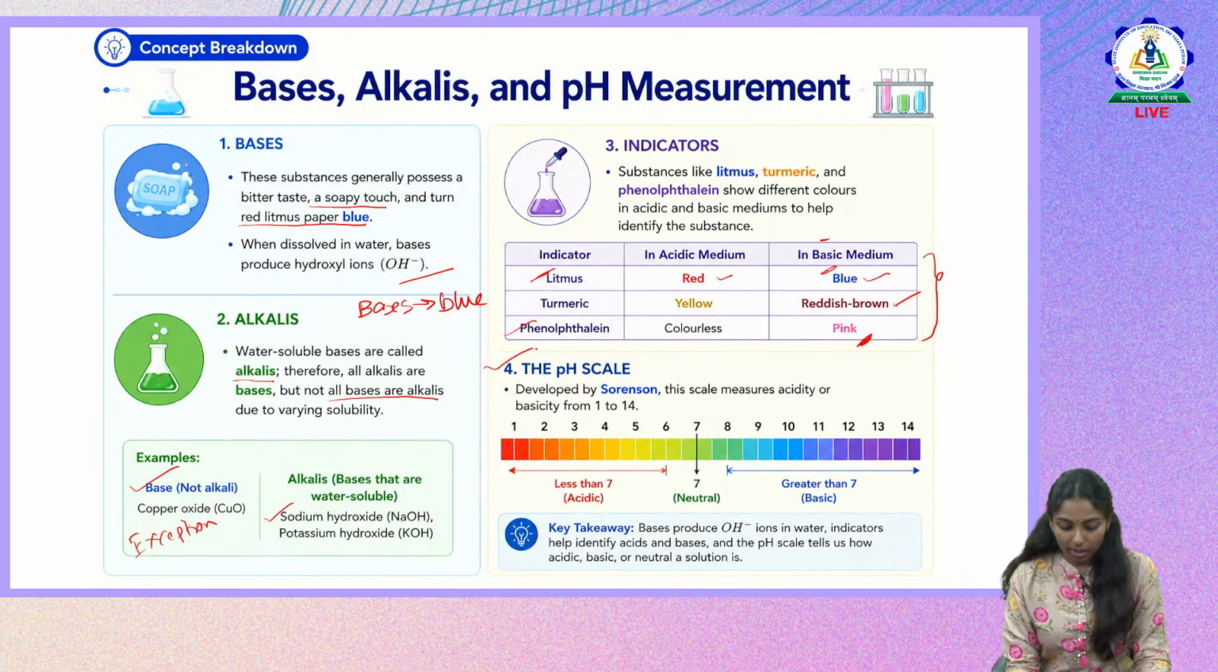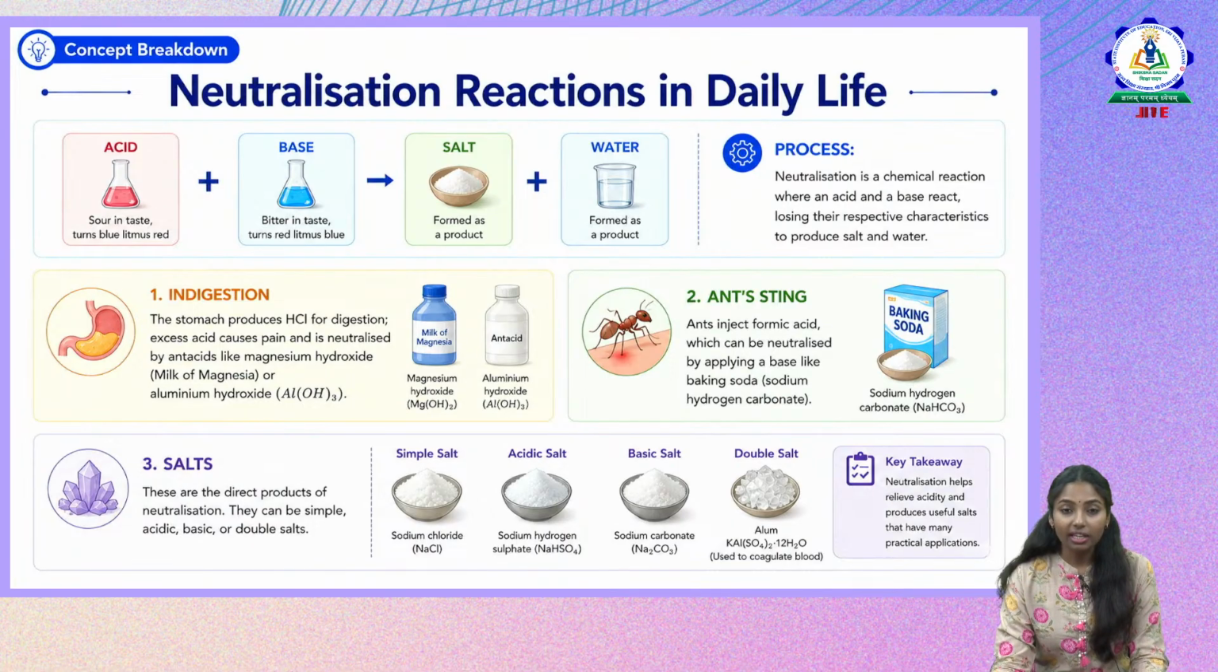There is one more important thing, that is the pH scale, which was developed by Sorenson. As we know, the pH scale is from 1 to 14. Less than 7 is considered acidic, more than 7 is considered basic, and 7 is considered neutral. This is the classification everyone knows. So depending upon this scale, we classify acids and bases. This scale basically measures how acidic a compound or a mixture is, or how much basicity a compound has.